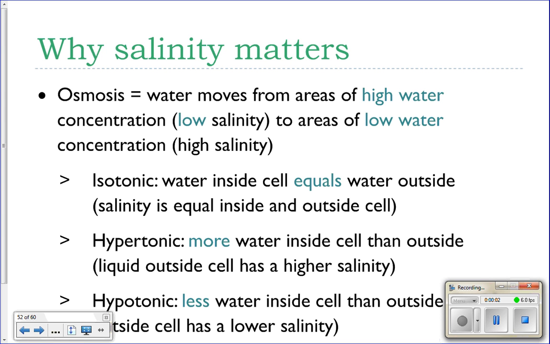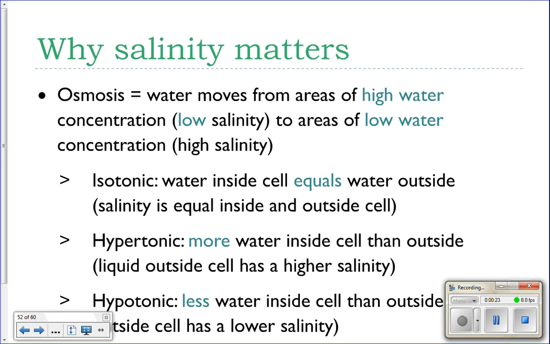Okay, so now that you understand what a salt is, how a salt dissolves in water, what salinity is, and how salinity can vary throughout the oceans, let's look at why that salinity actually matters to the things that live in the ocean. Salinity matters because of this process called osmosis.